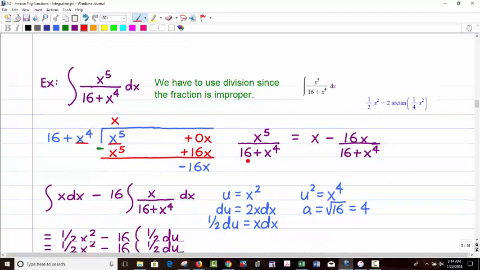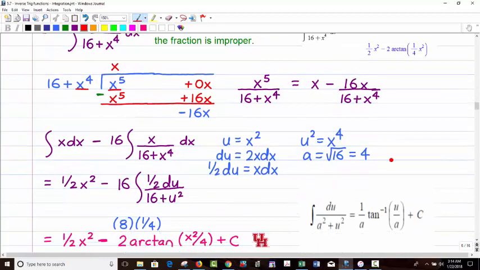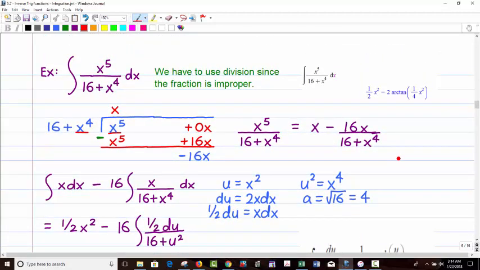All right, one more of these division ones. So x to the fourth goes in x to the fifth x times. So you take x times both of these. X times x^4 is x^5. X times 16 is 16x.